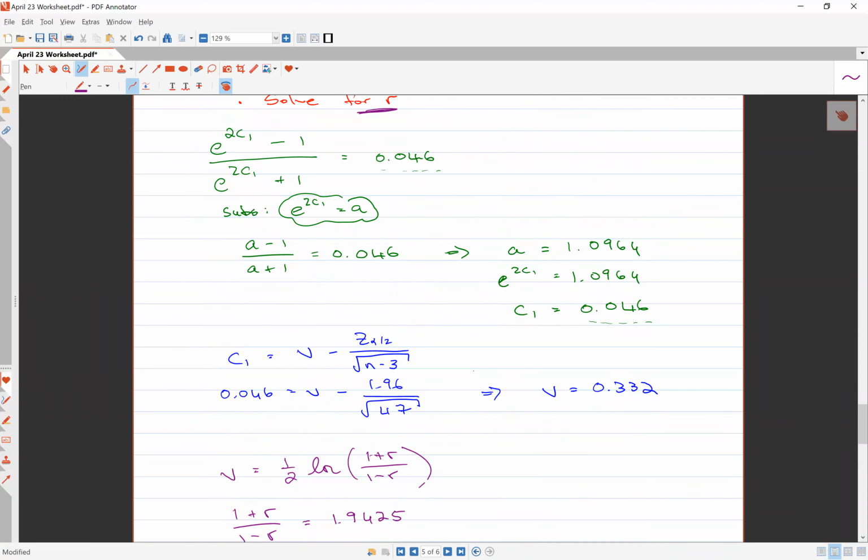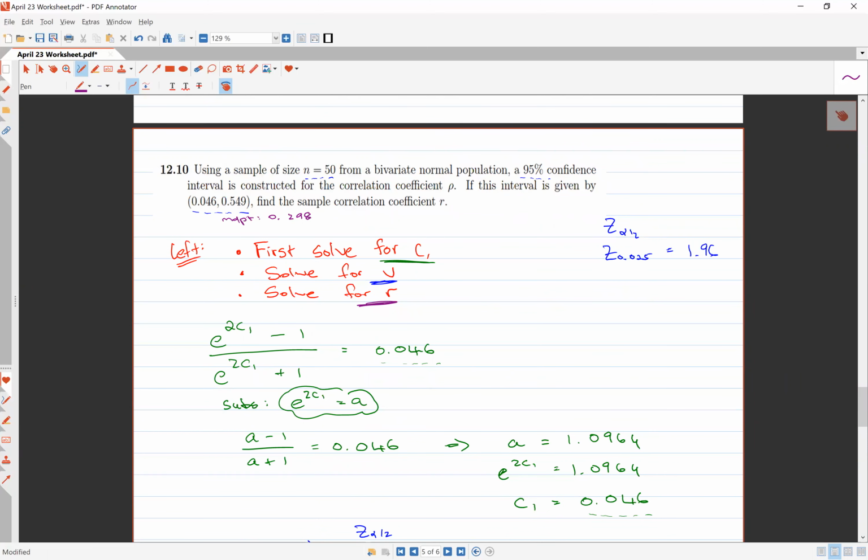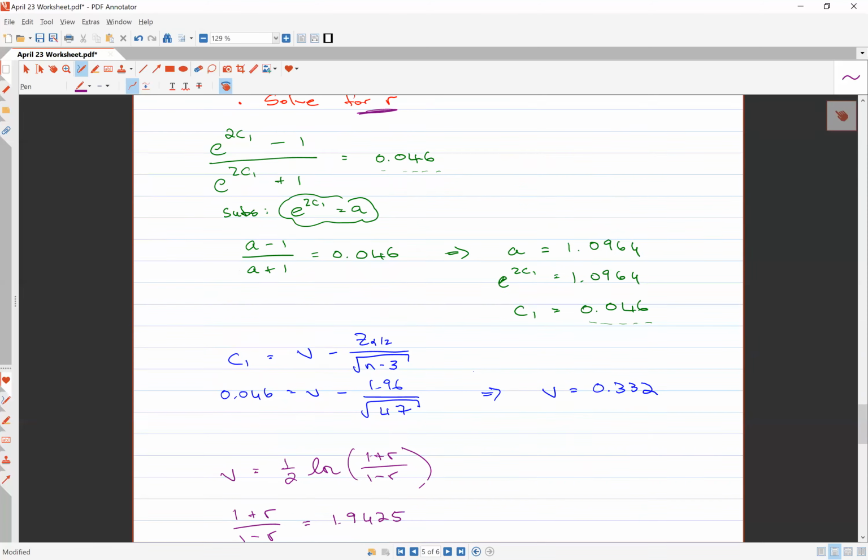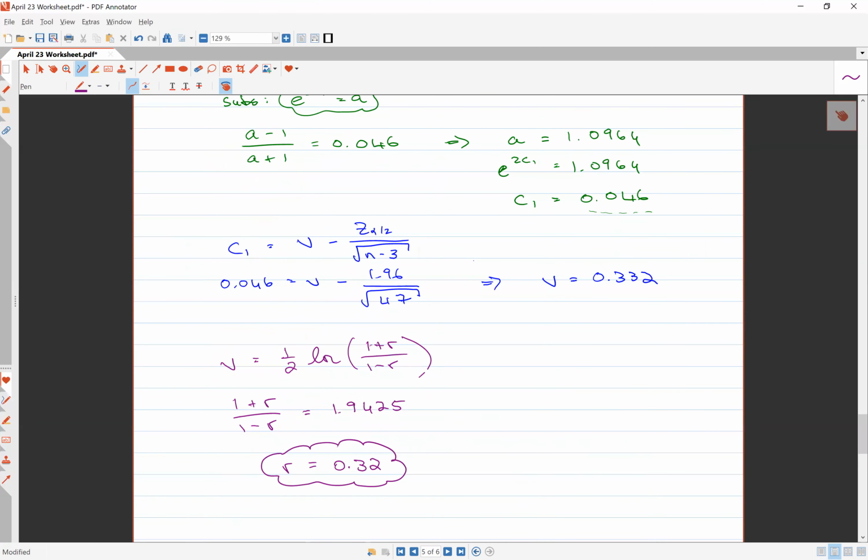And of course, if you had wanted to, you could have done this exact same calculation with the right endpoint. It should get you to the same correlation coefficient. So are there any questions about these correlation examples?